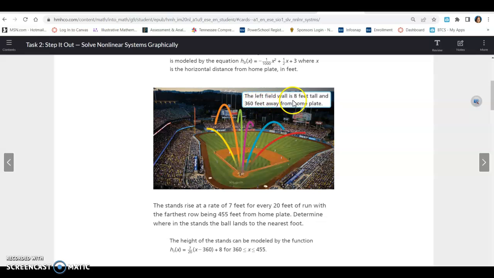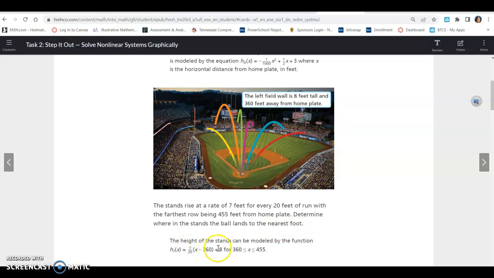So it says the left field wall is 8 feet tall and 360 feet away from home plate. All right, so you can see different possibilities of home runs being hit. It says the stands rise at a rate of 7 feet for every 20 feet of run. So that's the rise over run. So that would be the slope in which the stands get taller. And that says with the furthest row being 455 feet from home plate. Determine where in the stands the ball lands to the nearest foot.